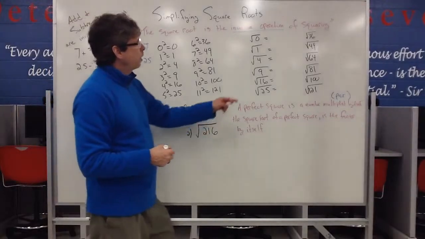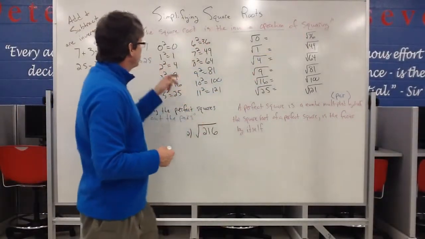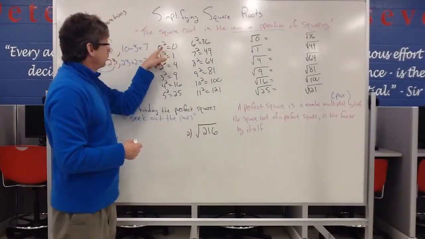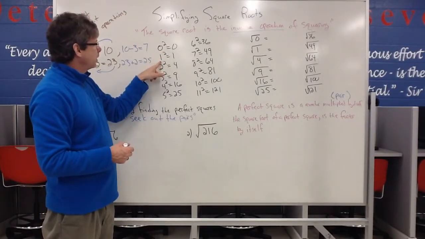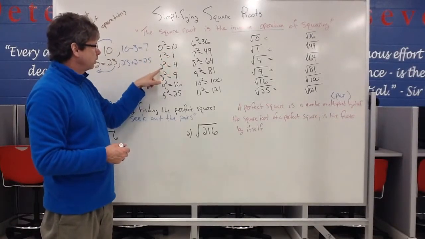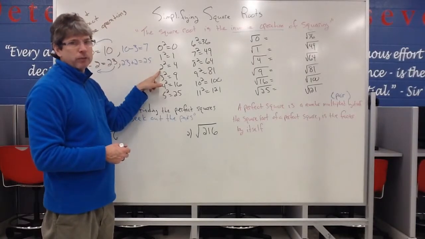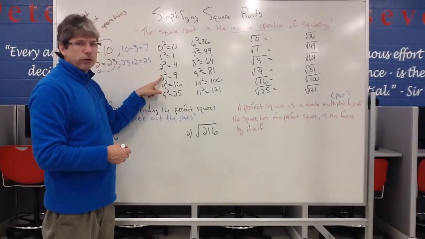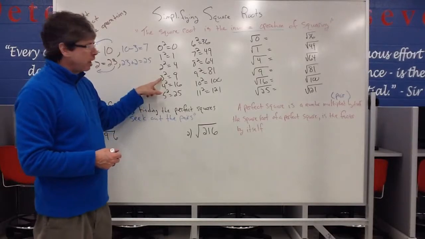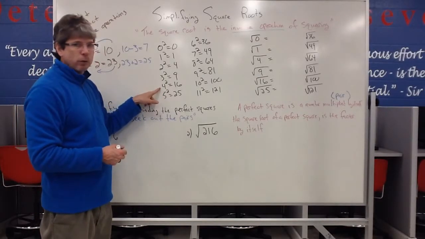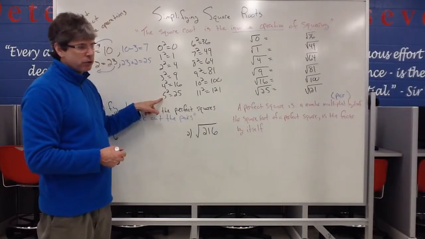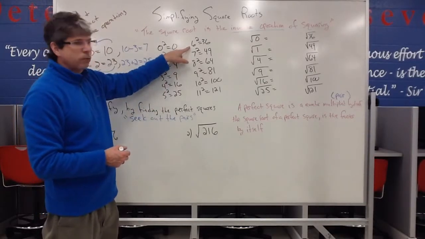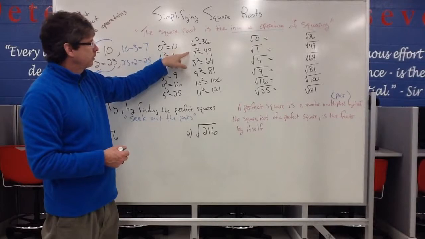So let's get back to the squaring. Squaring means when you raise something to the power 2. So 0 squared means 0 times 0, which is 0. 1 squared means 1 times 1, which is 1. 2 squared is 2 times 2, which is 4. 3 squared is 3 times 3, which is 9. 4 squared is 4 times 4, which is 16. 5 squared is 5 times 5, which is 25. 6 squared is 6 times 6, which is 36.